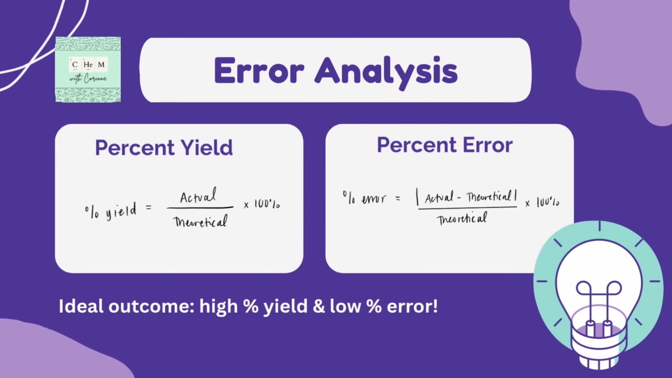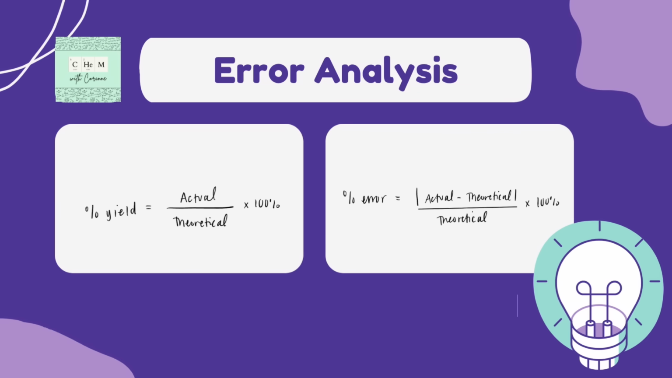Error analysis is also not on the formula sheet. These are pretty straightforward. You want to remember that the theoretical or actual number always goes in the denominator on the bottom. The order in percent error does not matter because you're using the absolute value. And really, you want to think about, okay, what's ideal? We want the highest percent yield, so as close to 100% as possible, and the lowest percent error, because obviously we want to keep that as close to 0 as possible.